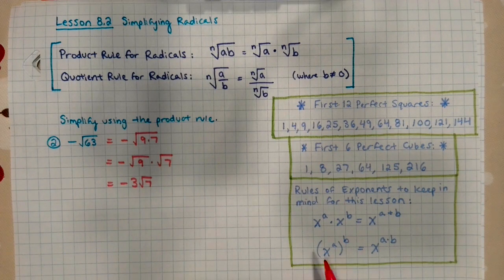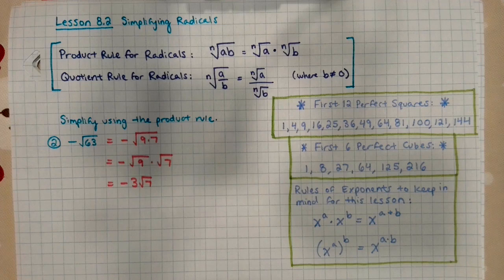And then I also wrote down 2 rules of exponents to keep in mind for this lesson. One is this product rule, where you have x to the a times x to the b, and you're going to add those powers. And then x to the a to the b, the power rule, where you're going to multiply those exponents together. Those are going to come into play in the examples that involve variables, so make sure you keep those in mind. That was back in chapter 5, when we were first introduced to all those rules of exponents. So if you need to review any of that material, you would need to look back at chapter 5.